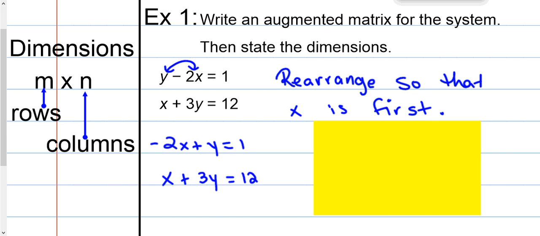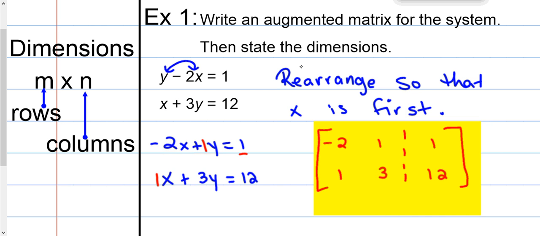The way we're going to write this augmented matrix is we are going to pull the coefficients in front of each variable. So the coefficient in front of the x is negative 2. The coefficient in front of the y is a 1. And then the constant on the end is a 1. Second row, we have a coefficient of 1 in front of the x. We have a 3 in front of the y and a 12 on the end. Where our equal sign is, we are going to put a dotted line, and then we're going to put square brackets around it. That's all there is to writing an augmented matrix.